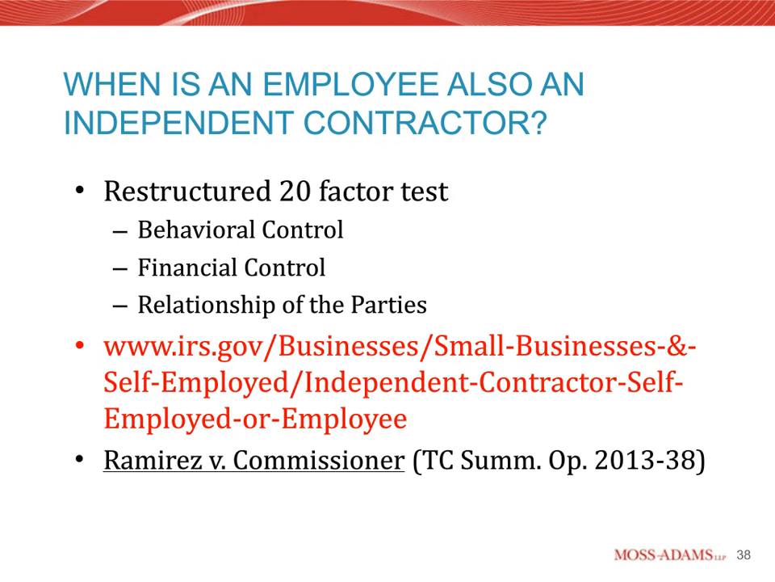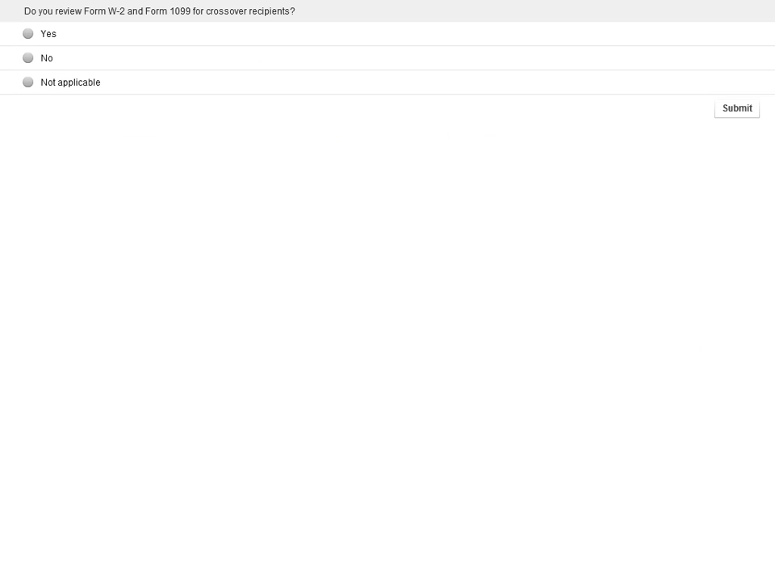It was very helpful. So final poll, we're down to our last couple minutes. Do you review your W-2s and 1099s before you file them for any crossover recipients? What I mean by that is, do you look at your 1099 file and your W-2 file, sort them by Social Security numbers, and see if you have anyone who's receiving both? This is something the IRS does on audit.